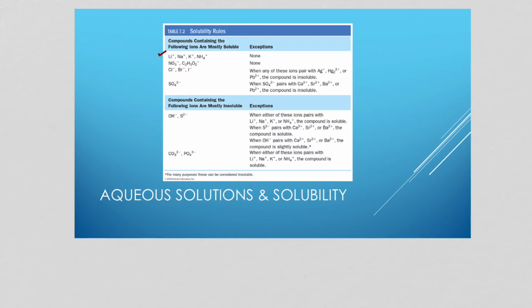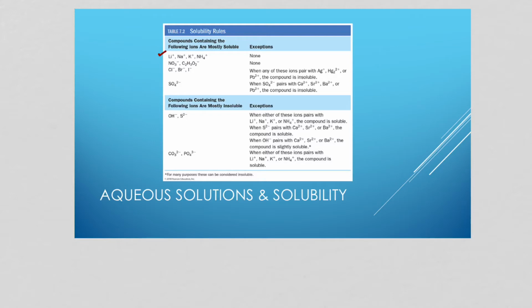And what you'll see is that most of the rules in this table deal with the negative ion, not the positive ion, right? The first rule is the only one that looks at these four positive ions that will make a compound dissolve in water or soluble in water. So with the second rule, right, we have nitrate and acetate. So if a compound contains those ions, it's going to dissolve.